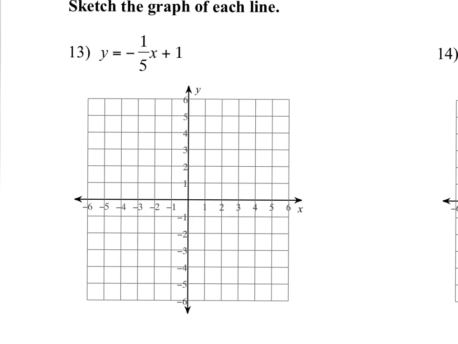Here we're going to graph this line. This is in slope-intercept form, so that's y equals mx plus b. I know that plus 1 is my y-intercept, and I've got a slope of negative 1 over 5. That means down 1 and 1, 2, 3, 4, 5 units to the right. I'm going to go through those 2 points, and it looks something like this.